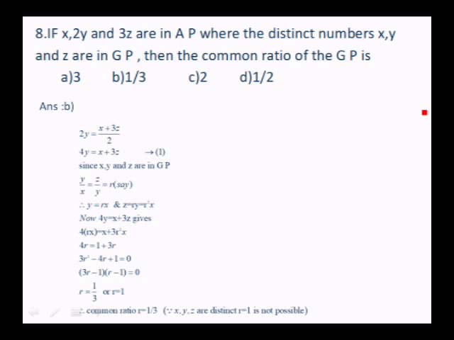If you cancel x throughout, you get 4r is equal to 1 plus 3r square. You transfer, you find that 3r square minus 4r plus 1 is equal to 0.